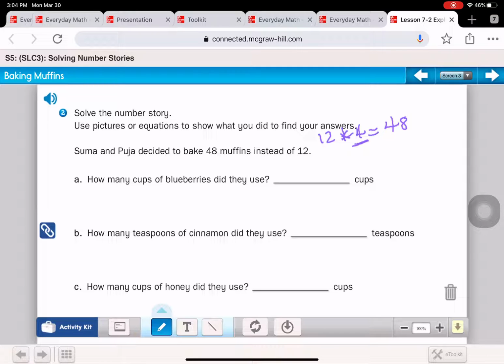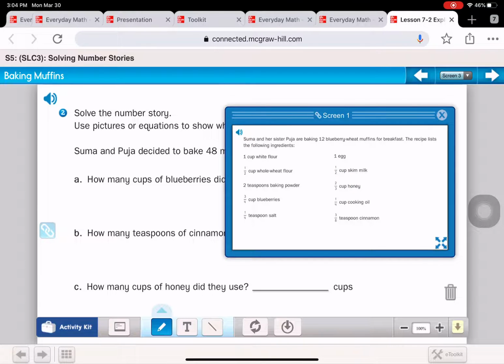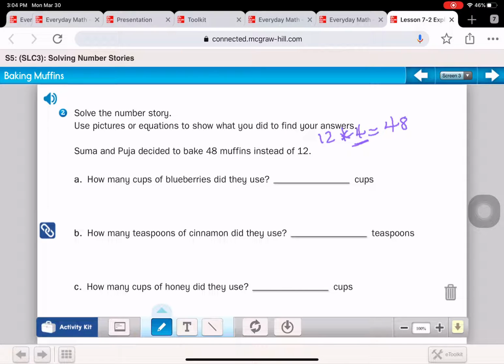How many cups of blueberries did they use? Okay, and blueberries, they use 3/4 of a cup. So for this one, I'm going to use my draw a picture strategy, and I'm going to draw some circles. And I'm going to divide these circles into fourths. Why fourths? Because the denominator in 3/4 of a cup is a 4. So my first recipe, there's 3/4 of a cup.